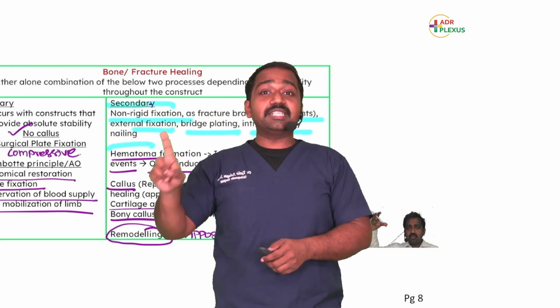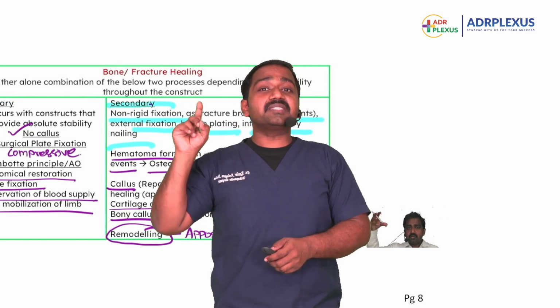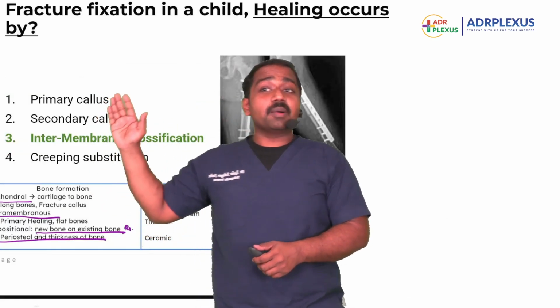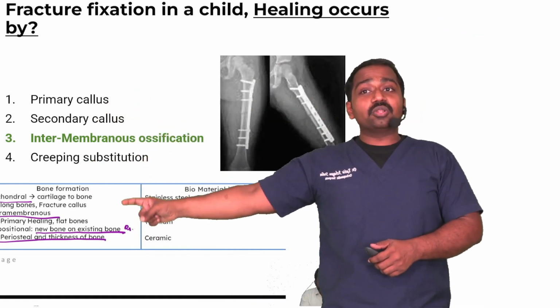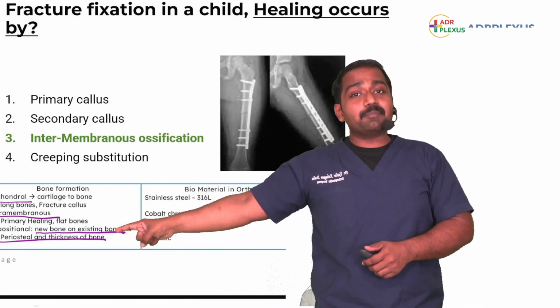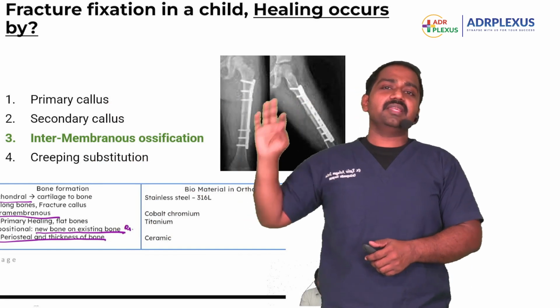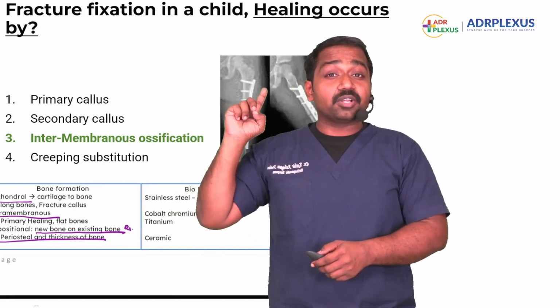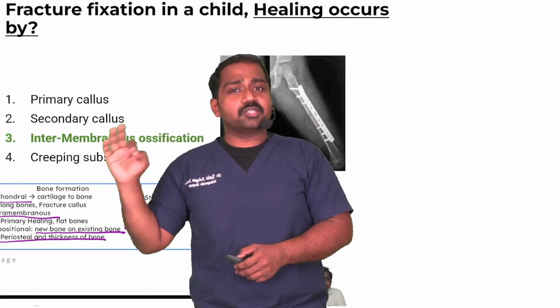Not primary callus. It is primary healing. If it is a primary healing, what is the ossification which would happen? From page number 1, you know the ossification which would happen in a primary healing is intramembranous ossification. So the answer for this question is intramembranous ossification.